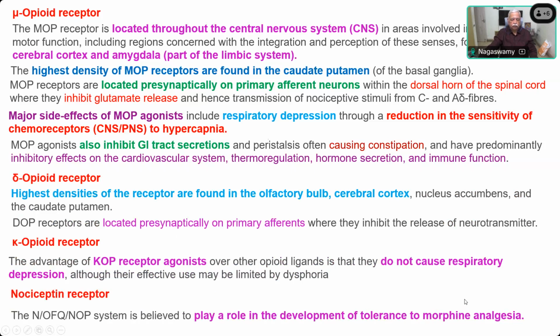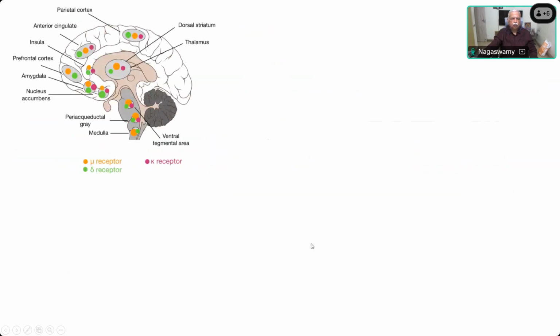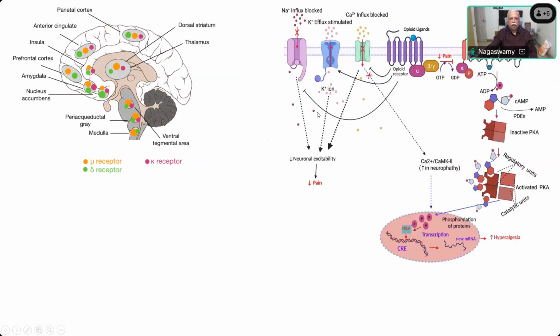So this point is very important because in cancer patients, we use a lot of morphine to relieve their pain. And the mechanism why they develop tolerance is because of the activation of these receptors. And this is a picture to show where all these receptors are present in the central nervous system. And this is again a picture to show the mechanism of action, the three main actions: calcium influx blocked, potassium efflux stimulated, and the cyclic AMP levels are decreased. So this is how the whole thing happens.